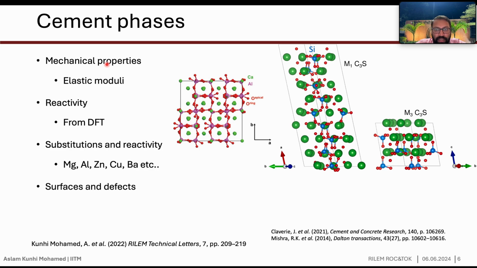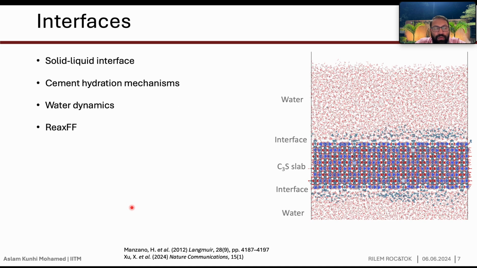Although these bulk properties are quite interesting, much of the phenomena in cement hydration is probably dictated by what happens at the surfaces or how they are connected to the bulk. As such, we will now go to the interfaces. Here I have shown an example of a C3S slab where you have the bulk-like properties.